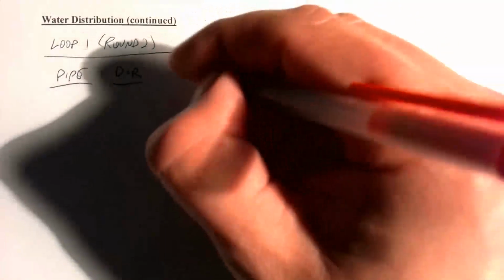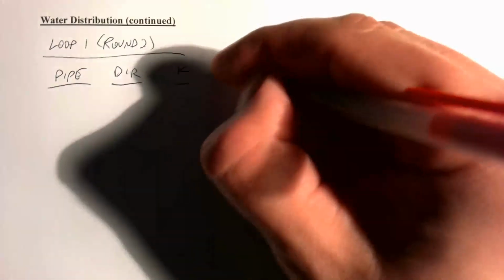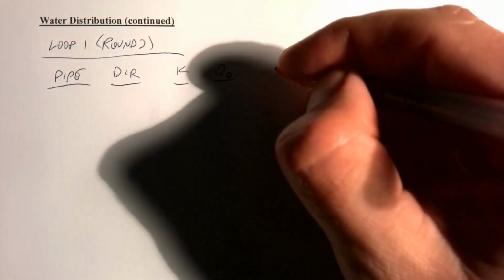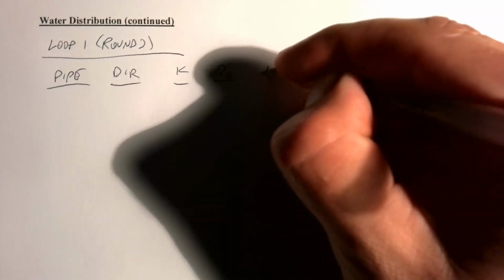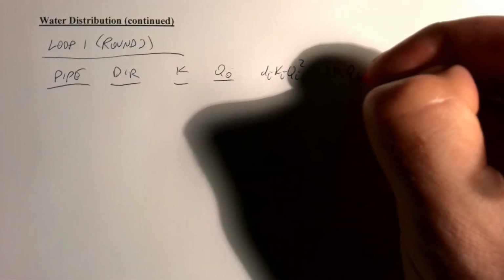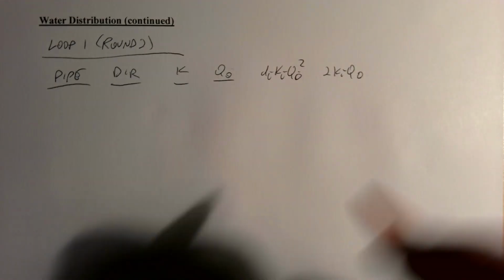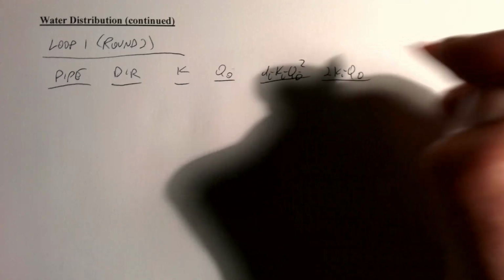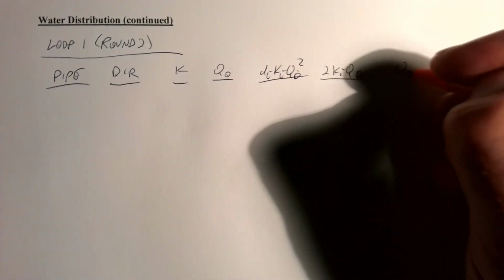Loop 1, round 2. Okay, and so we have once again the same things: pipe, direction, K factor, Q0, DI, KI, QI squared, and then 2 times KI times Q, I guess it's Q0 squared, not QI, and then our Q update.